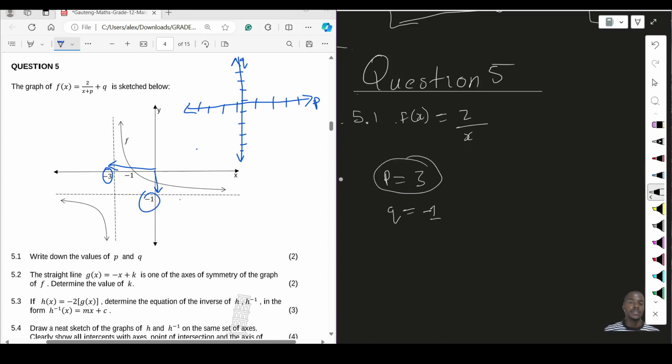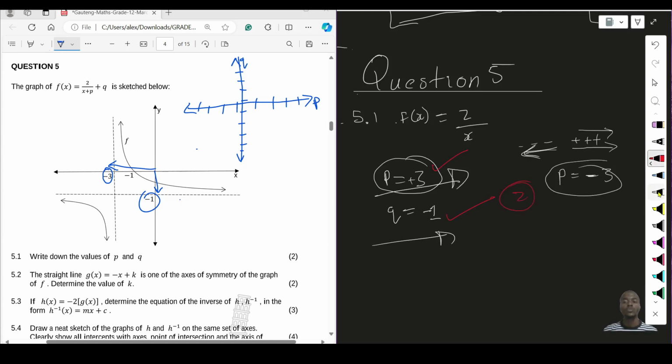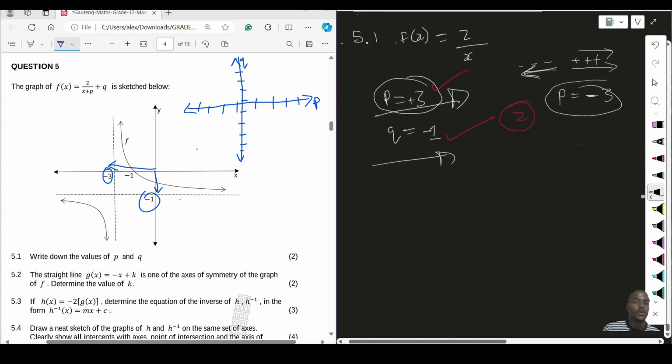Let's discuss the p. If the graph goes this side, and this side is the negative side, p should be positive. But if the graph moves this side, and you know that this side is positive, then p should be what? Negative. Let's say it moved 3 units this side, it would have been negative 3. But now it moved to the left, so p is minus 3 instead. Okay, we found our answers. So how do we mark this one? p being 3 and q being negative 1, then you get your 2 marks. Then let's move on to 5.2.